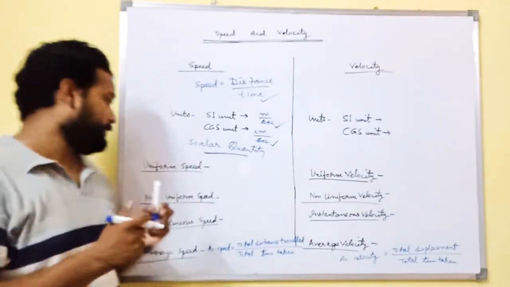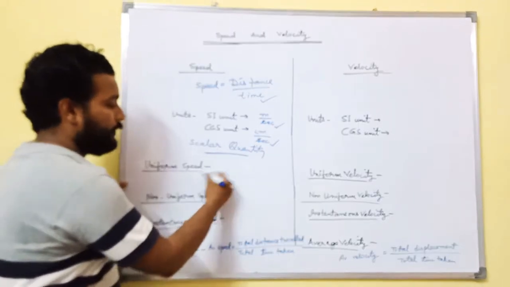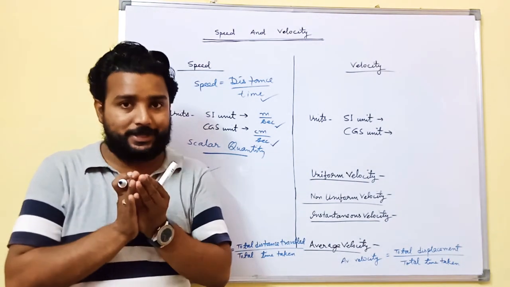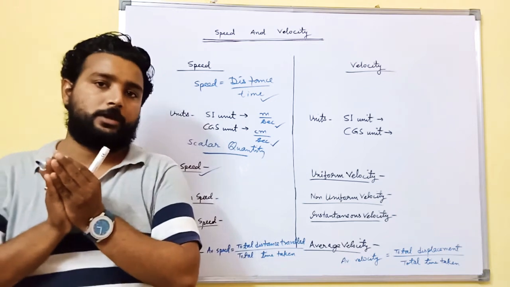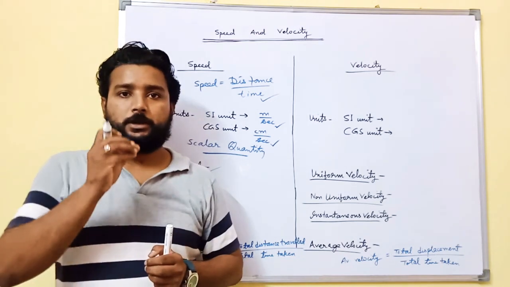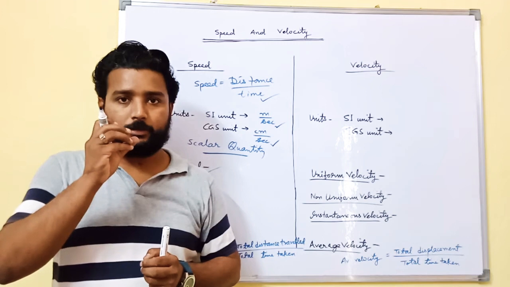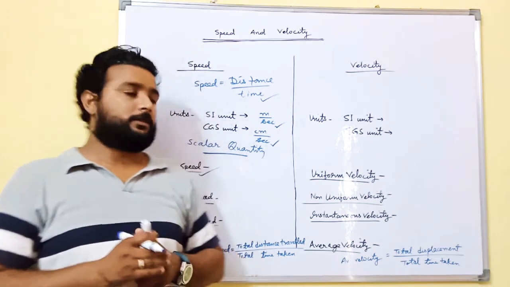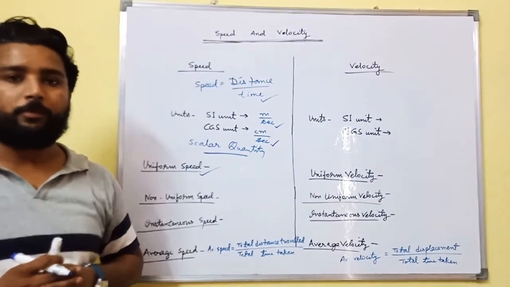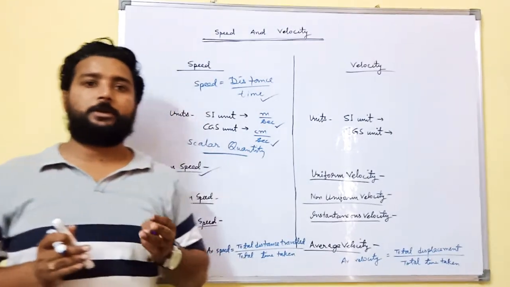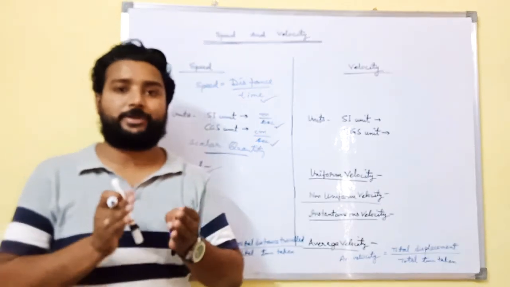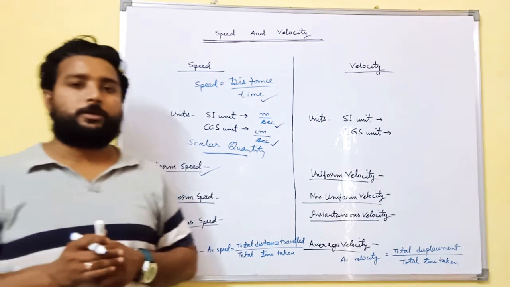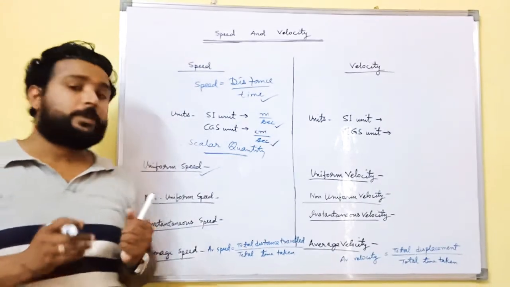Students, first of all we will start with uniform. Uniform means equal distances in equal intervals of time. If any body covers equal distance in equal interval of time, then speed is said to be uniform. For example, motion of a car on a frictionless surface.